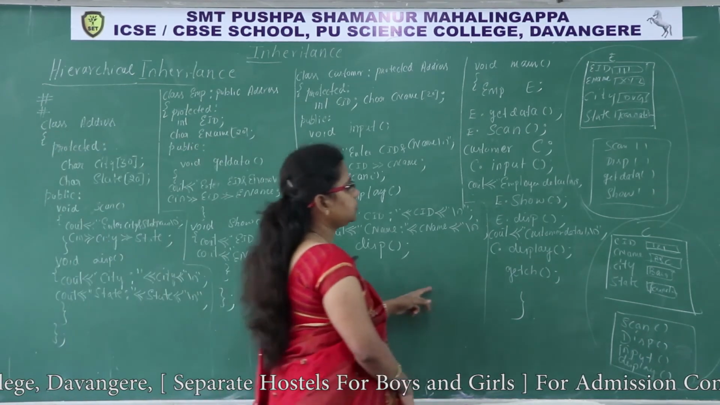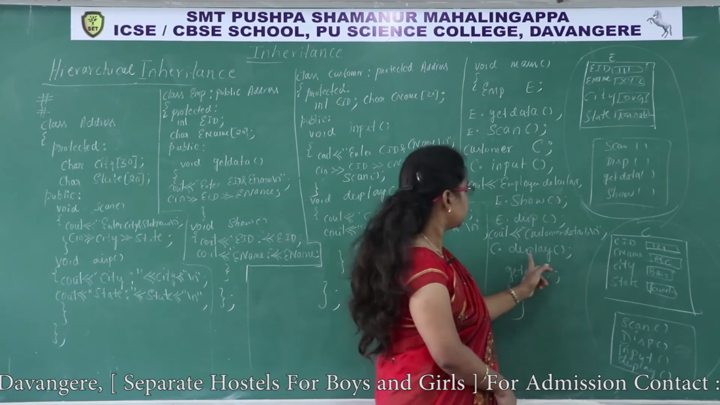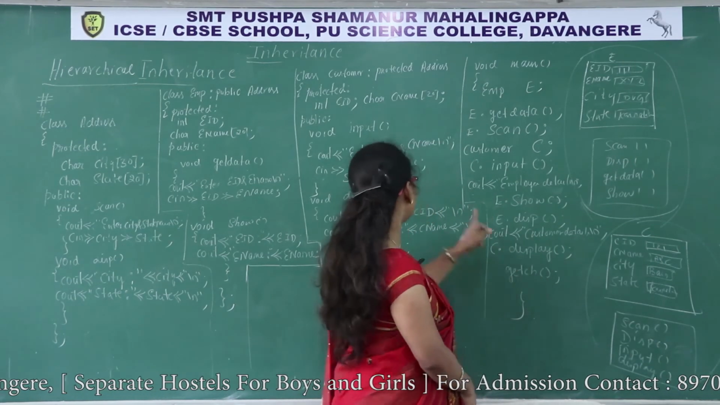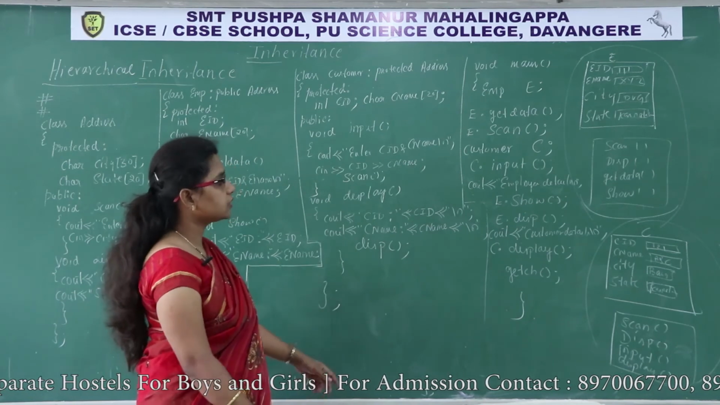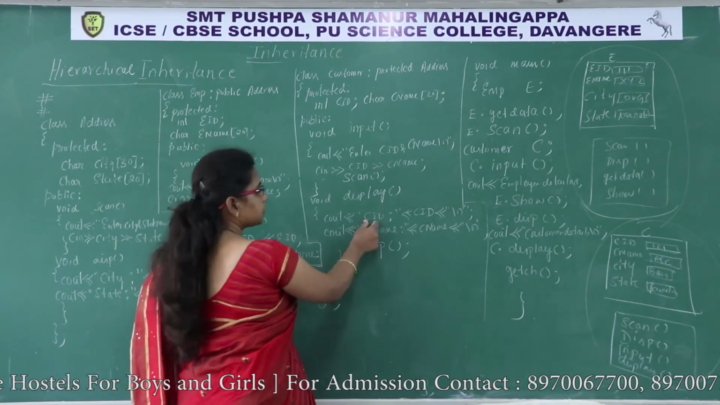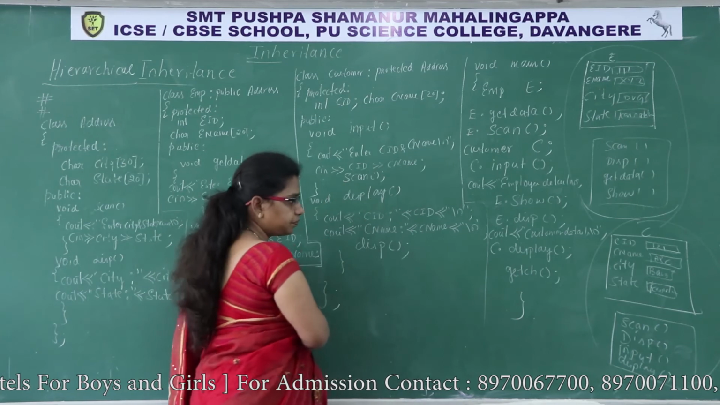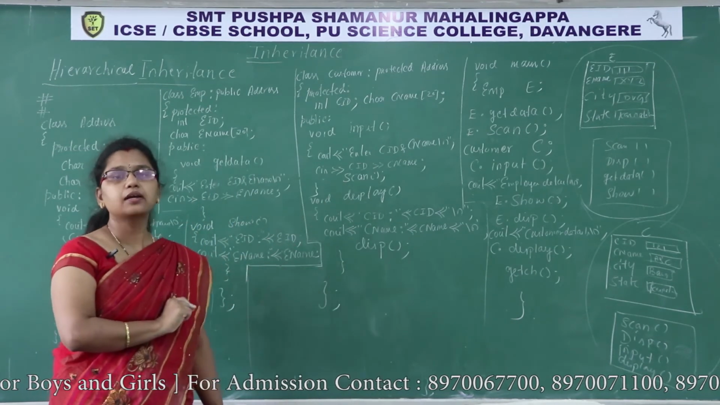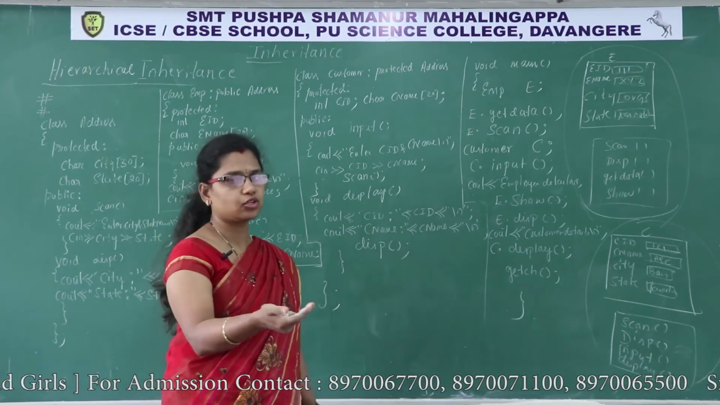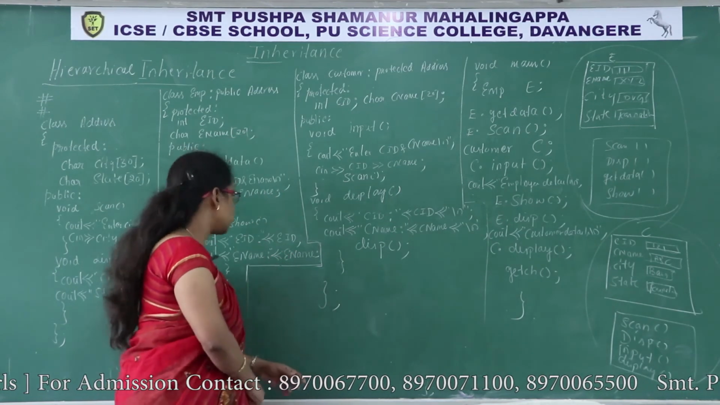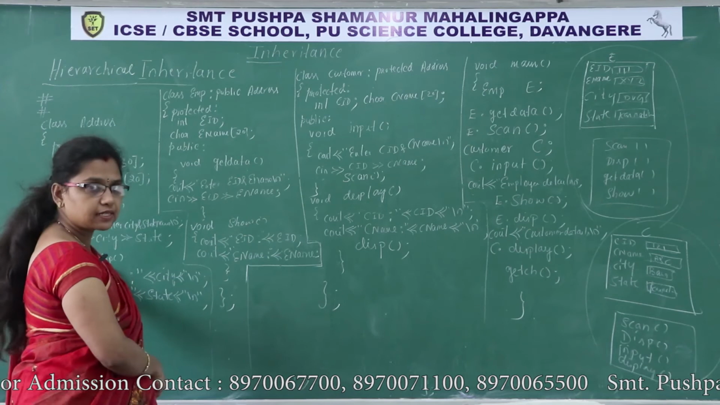After that, I'll display customer details. To display customer details, I'll take a function called display function. I'll call that function C dot display. It displays customer ID and customer name. After that, I want to display customer address, city and state name. So customer address, disp function is there.